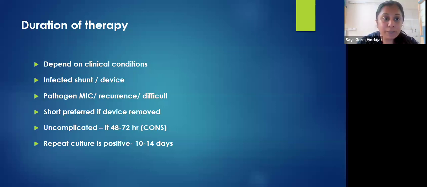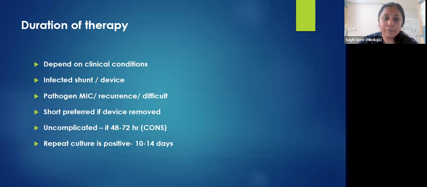recurrence, difficult to treat pathogens. They also depend on the infected shunt or device. Sometimes it is not possible to remove the device, so intraventricular therapy is suggested for a prolonged period of time. If it is uncomplicated meningitis, you will just get away with 48 to 72 hours, especially if the meningitis is due to coagulase negative staphylococci. And if the repeat culture is positive, there are some indications where you can give intraventricular therapy for 10 to 14 days.